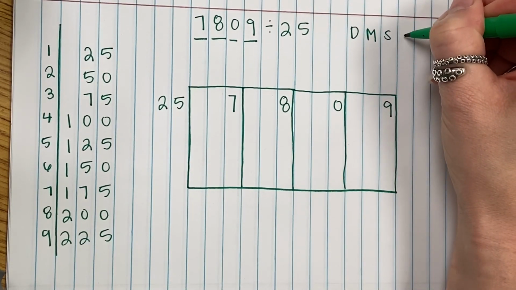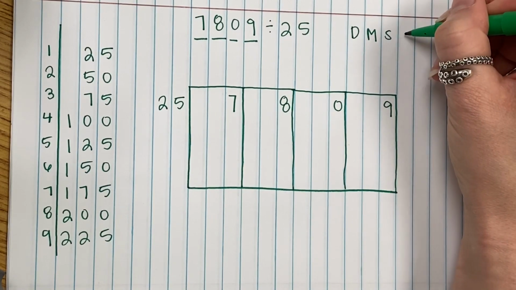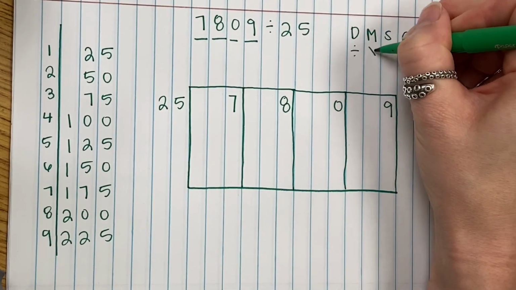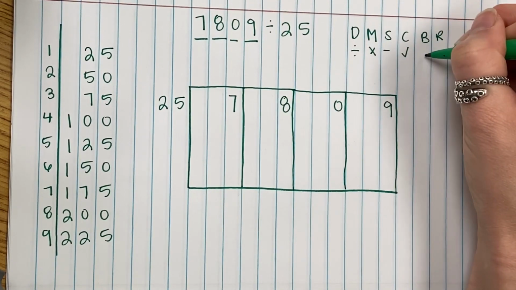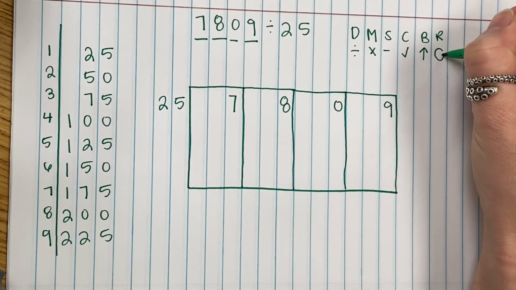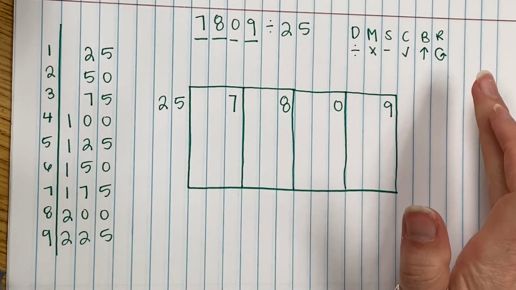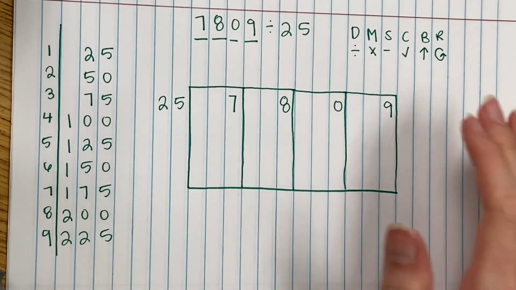So now that I have my multiples, I can come up and write my steps for my long division process. So divide, multiply, subtract, check, bring up, and repeat my steps. So now that I have my multiples and my long division steps, I can go ahead and start dividing.